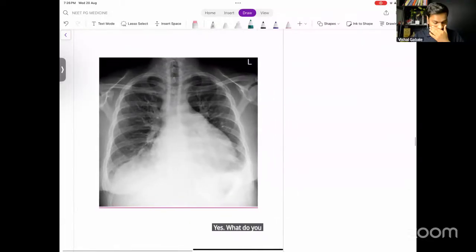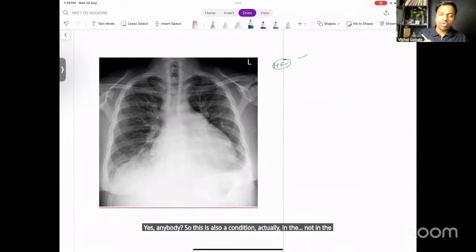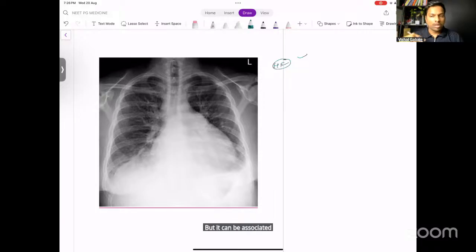What do you think about this X-ray? Would anybody want to diagnose it? This is also a condition not in heart failure, but it can be associated with patients of heart failure. This patient is not in heart failure, but the findings can be seen in patients of heart failure. Very important. See, is cardiomegaly there or not? Yes, cardiomegaly is there.